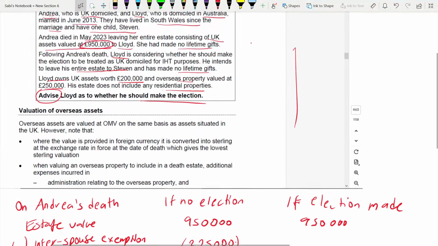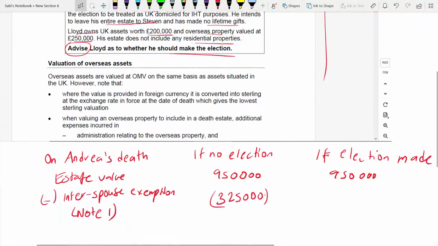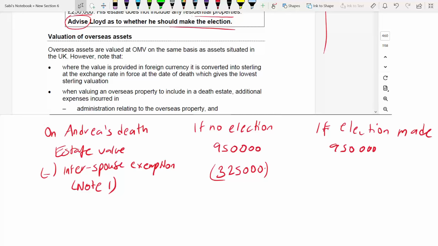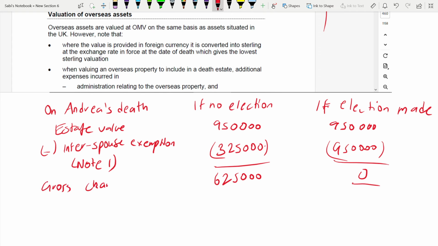Next, this is the inter-spouse exemption. Here, if election is made, that means he'll be treated as UK domicile, so the full 950,000 you can deduct. There is no limit. This is what you will write under the note. Wherever some exemptions are there, you have to make a note. So then it will be 625,000 if no election, and if election it is 0. Then no IHT. This is gross. You have to write these terms. Gross, you just can't put a number and go with the workings. Gross chargeable estate.